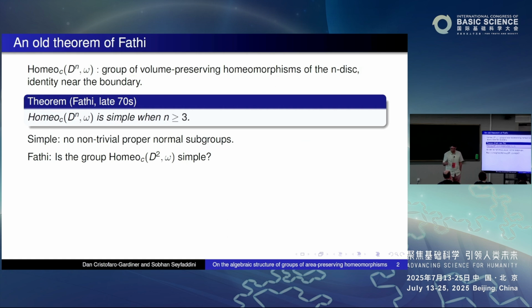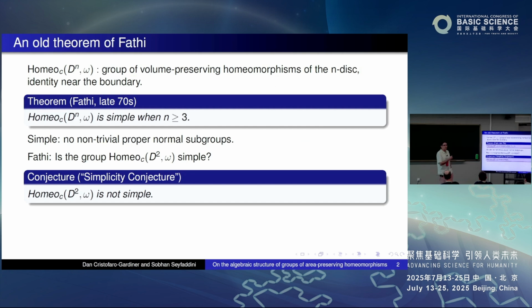And over the years, this question attracted quite a bit of attention in dynamics, topology, and later on in the symplectic community. Eventually, within the symplectic community at least, a consensus was formed that the symplectic nature of the question in dimension 2 should force the existence of a proper normal subgroup. So the answer should be different in dimension 2. And this became known as the simplicity conjecture. Perhaps it should have been named the non-simplicity conjecture, but people called it the simplicity conjecture. The simplicity conjecture says that the group of compactly supported area-preserving homeomorphisms of the 2-dimensional disk is not a simple group.